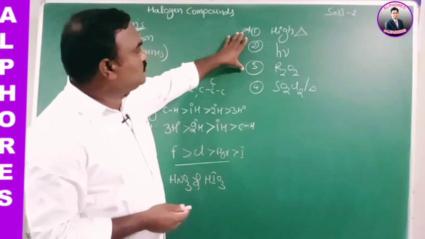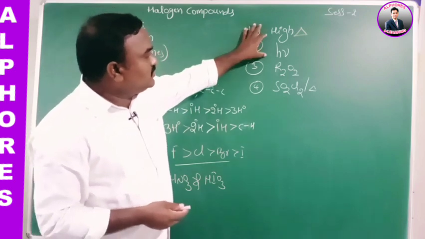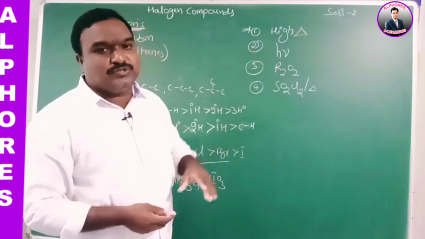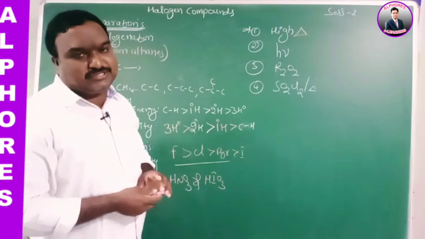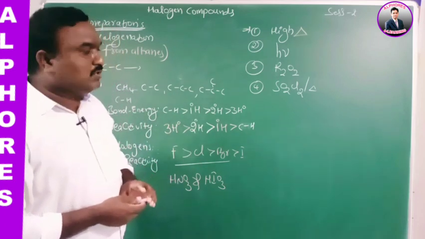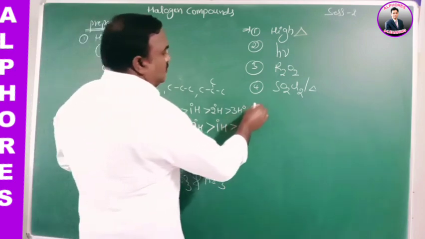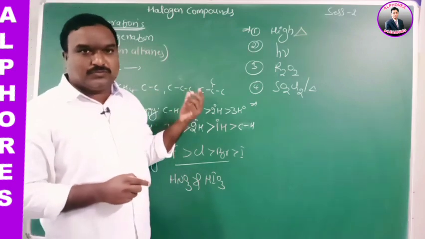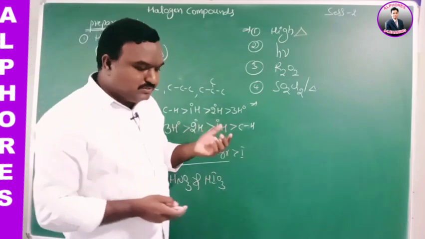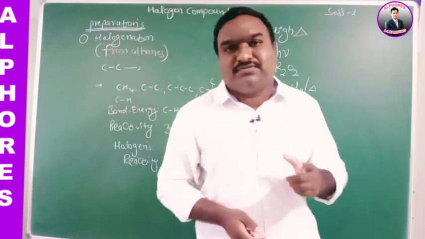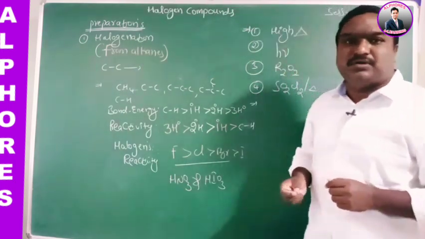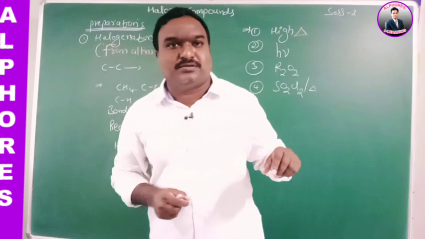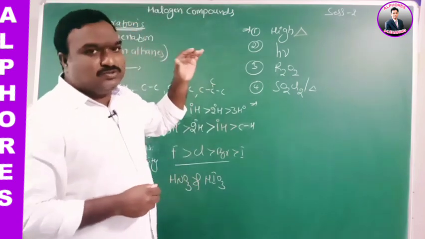So what type of conditions do we have to apply in this case? High temperature, sunlight, peroxides, sulfuryl chloride SO2Cl2 in the presence of temperature, or tertiary butoxide in the presence of temperature. According to first year chemistry, we can explain the mechanism. If you want to write the free radical mechanism, totally three steps are there. First step is the initiation step. Second step is the propagation step. Last step is the termination step here.